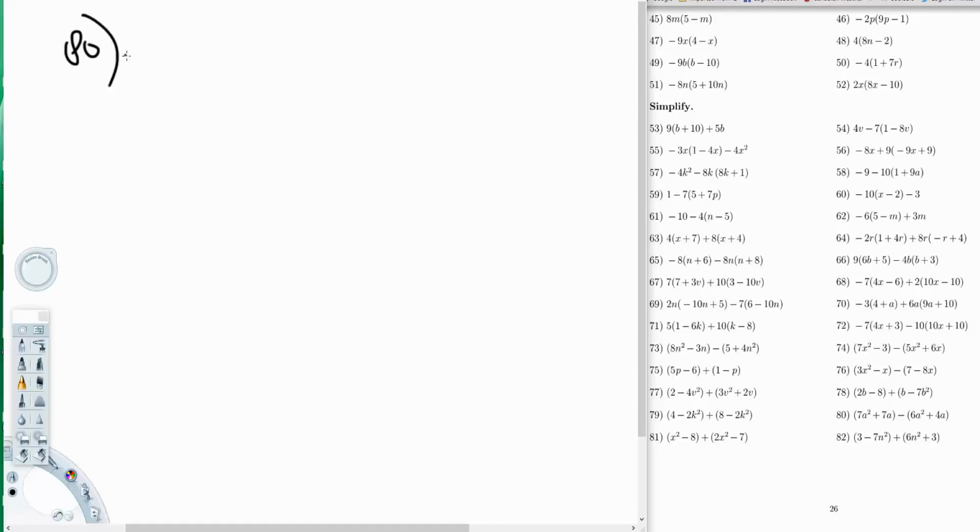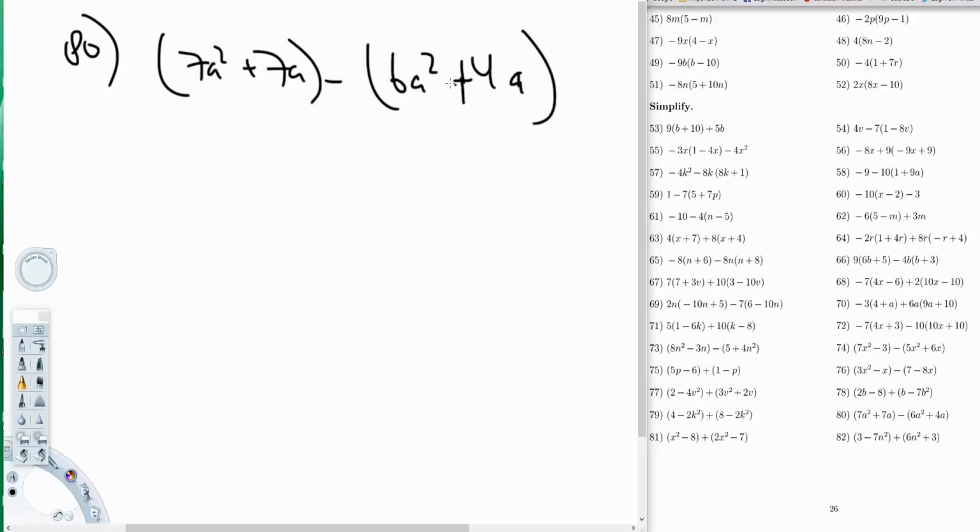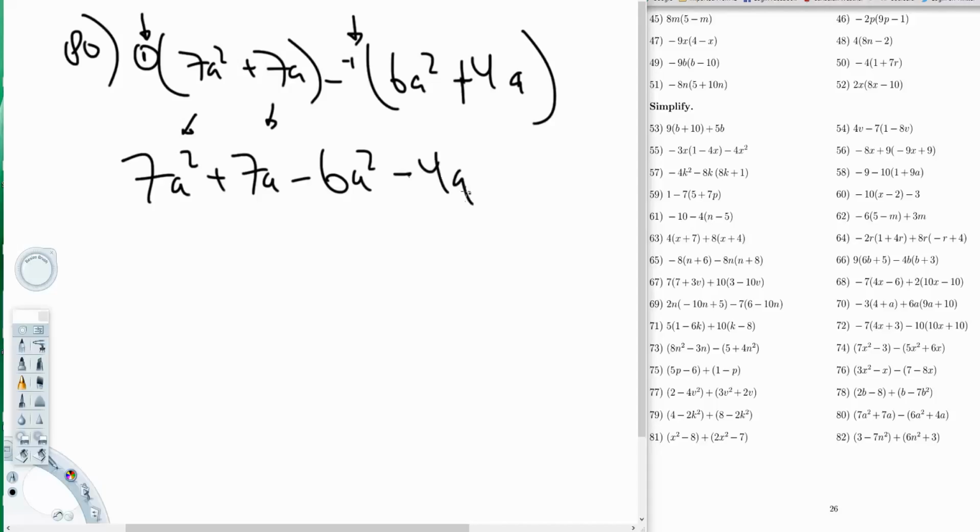Number 80 now. Moving along top speed. 7a squared plus 7a minus 6a squared plus 4a. All right. Here, we're multiplying by 1. Here, with this minus sign, we're multiplying everything by minus 1. So number 1 is 7a squared plus 7a. Then we have minus 1 times plus 6a squared is minus 6a squared. Minus 1 times plus 4a is minus 4a.